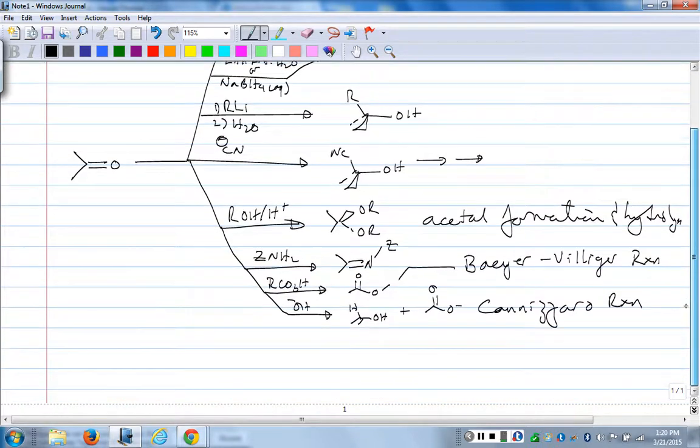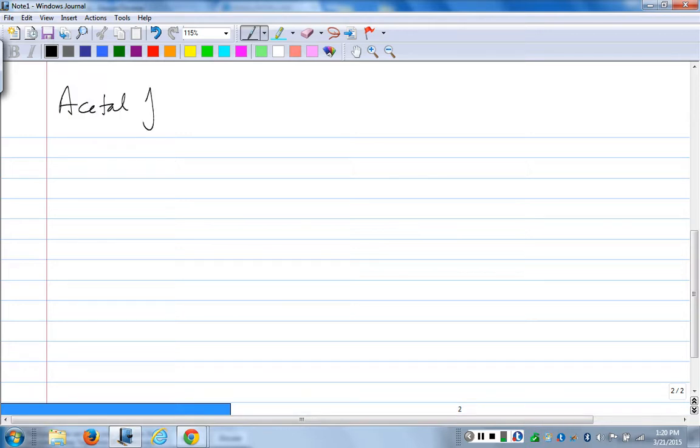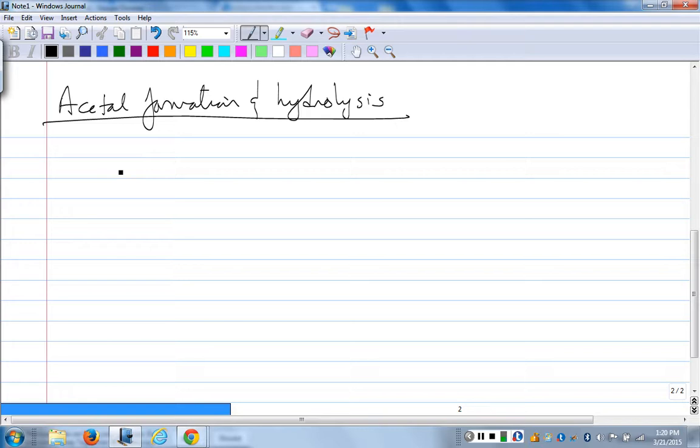Oh, I forgot there was room at the bottom here. Okay, so let's start with acetal formation and hydrolysis. It's kind of an interesting story. If you take a carbonyl compound, an aldehyde or a ketone, and you dissolve it in an alcohol, there's no reaction.